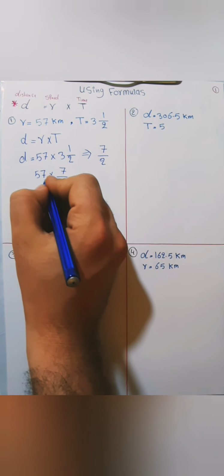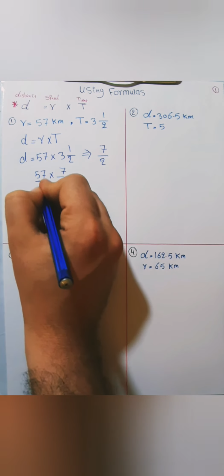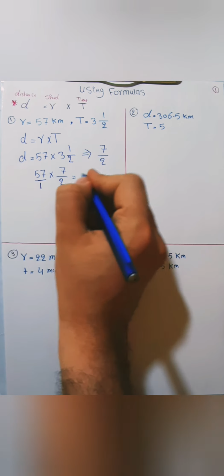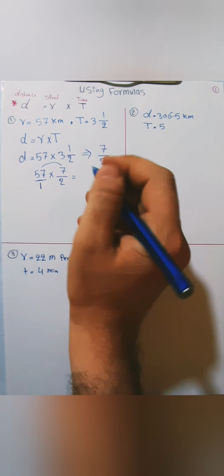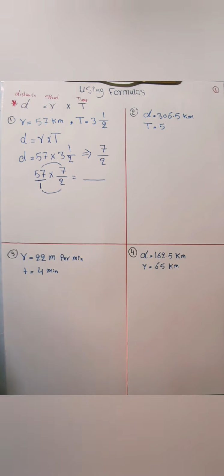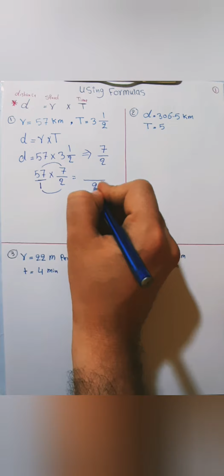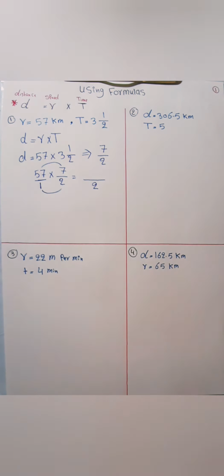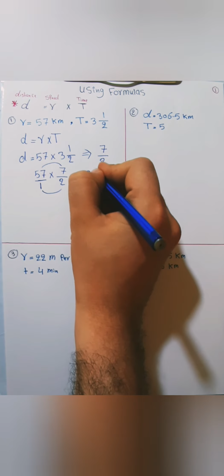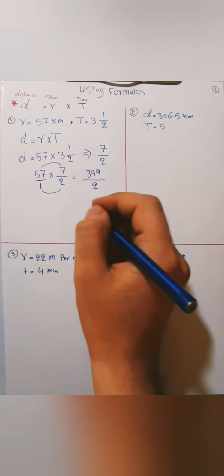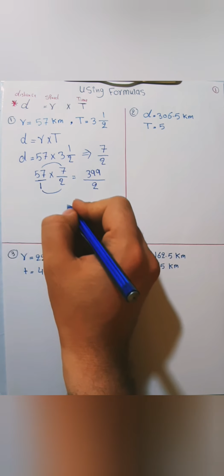We have to change this whole number to a fraction by writing 1 as a denominator. We have to multiply numerator by numerator and denominator by denominator. 1 times 2 equals 2, and 57 times 7 is equal to 399, and we can divide by using long division.